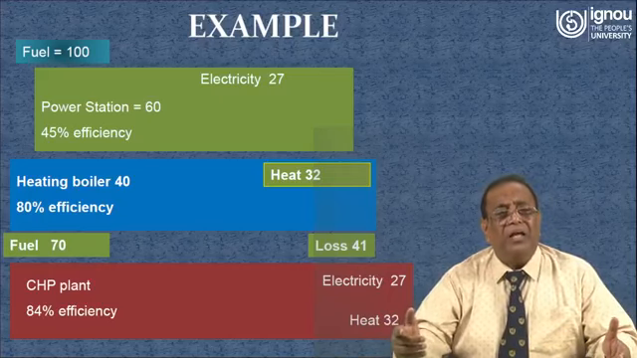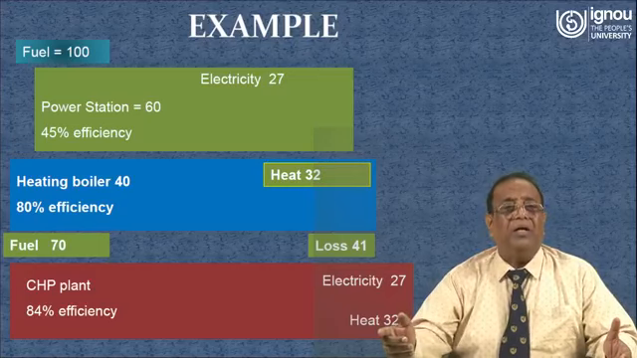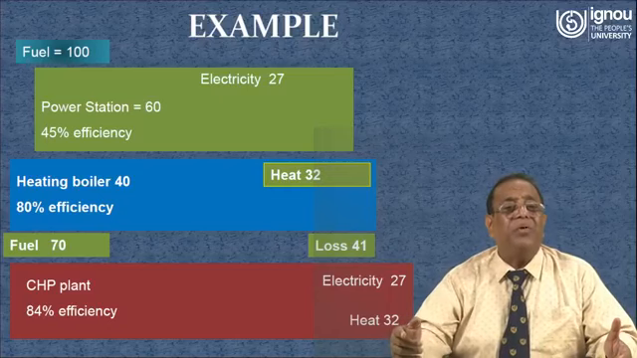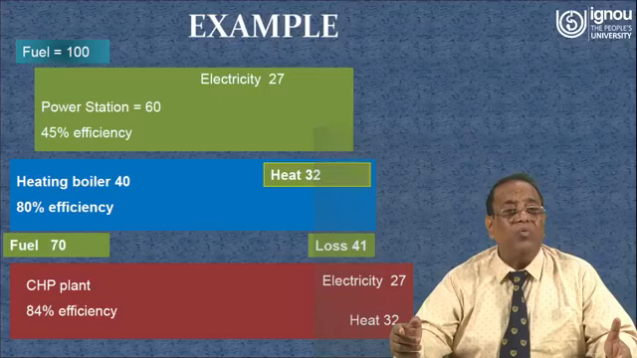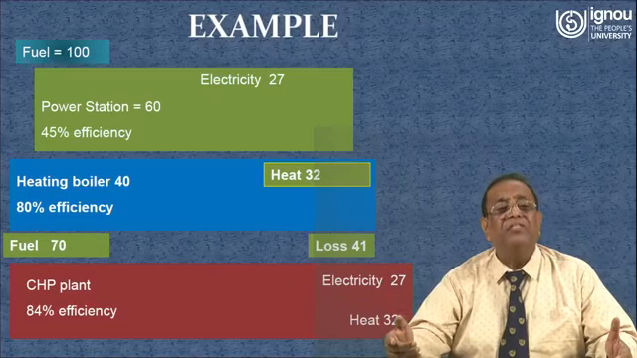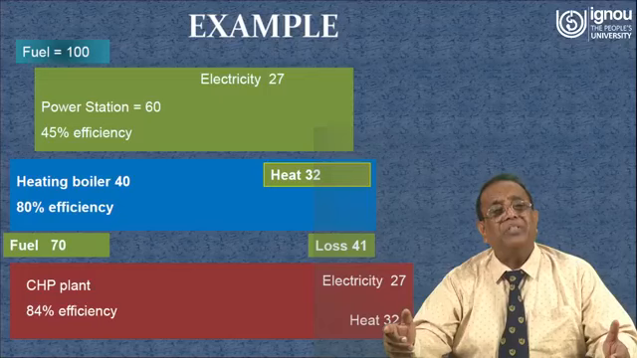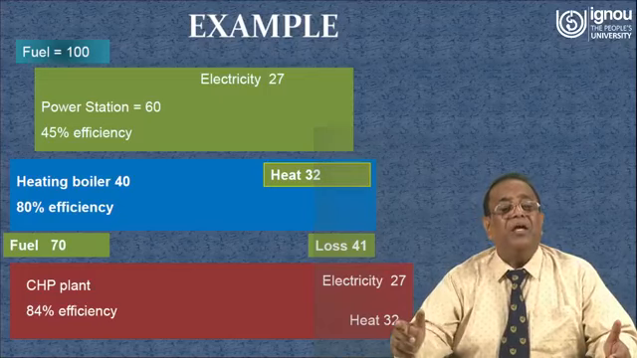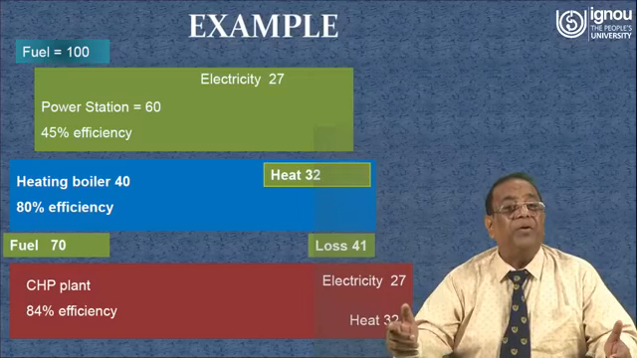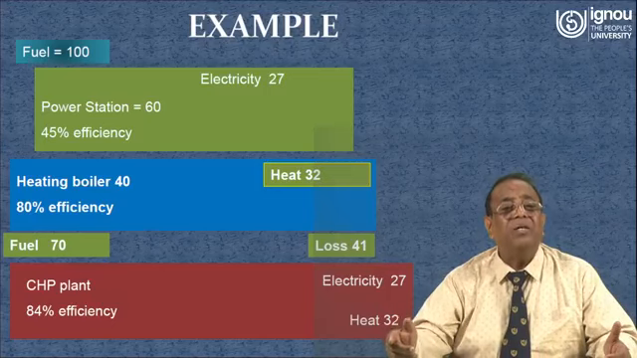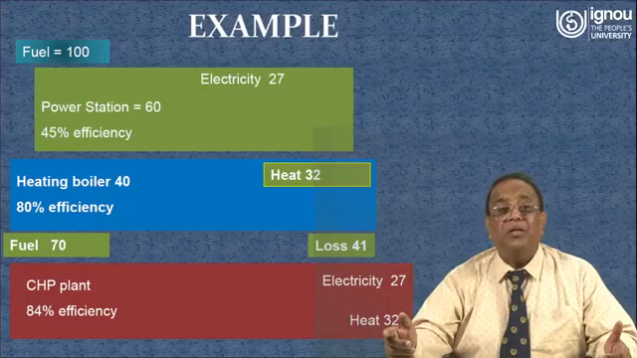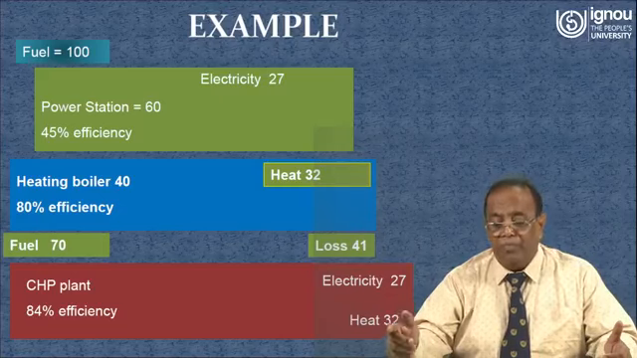Now, if we take the combined heat and power plant, that is the cogeneration plant, whose efficiency is around 84%, then if the available input energy is 70, 70 multiplied by 0.84 comes out to be 59 units as output. Out of 59, 27 is electrical energy and 32 units is thermal energy. So the output is the same as in the previous case, but here the input is only 70 units, whereas in the previous case the input was 100 units. So obviously the combined heat and power plant is beneficial.